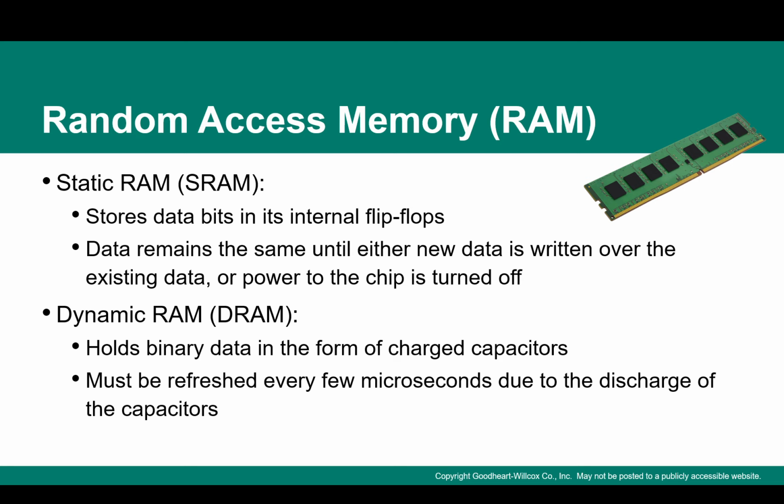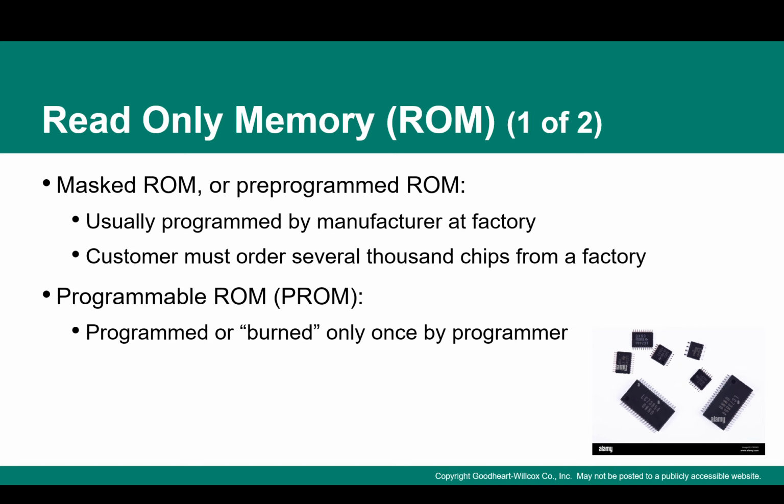Whereas dynamic RAM holds binary data in the form of charge on capacitors. So what is the disadvantage? It must be refreshed every few microseconds due to the discharge of the capacitors. Why do we take that headache of keeping the capacitors charged? Because of its faster execution time. That's why we use DRAMs, faster execution time compared to SRAM. Both types of memories have their advantages and disadvantages, like any other type of device or system we talk about. So let's carry on.